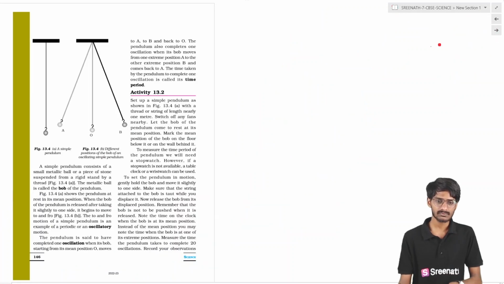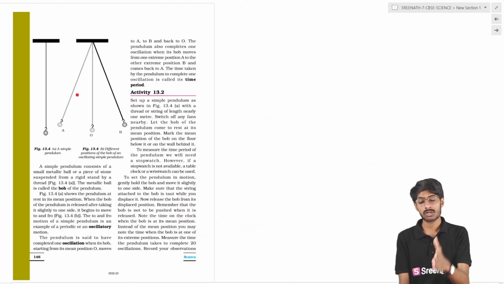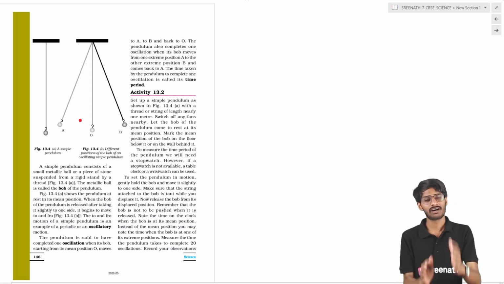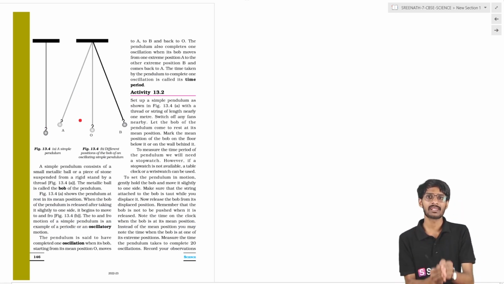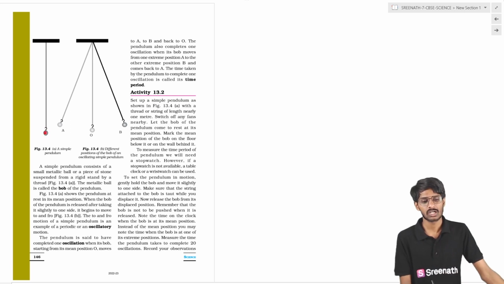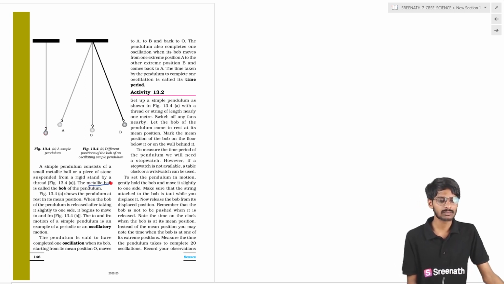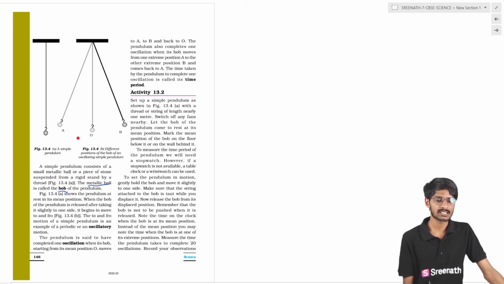You can also make a simple pendulum, find its oscillations, and find the time taken for one oscillation. Take a long string and a small ball, an iron ball or any ball like that. We call this metallic ball the bob of the pendulum. Take some string like that, students.